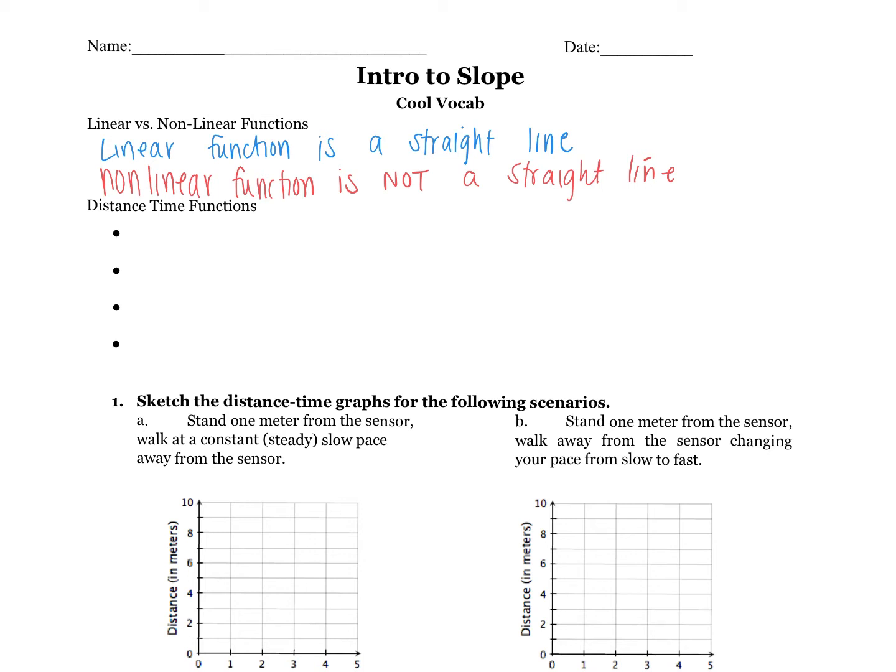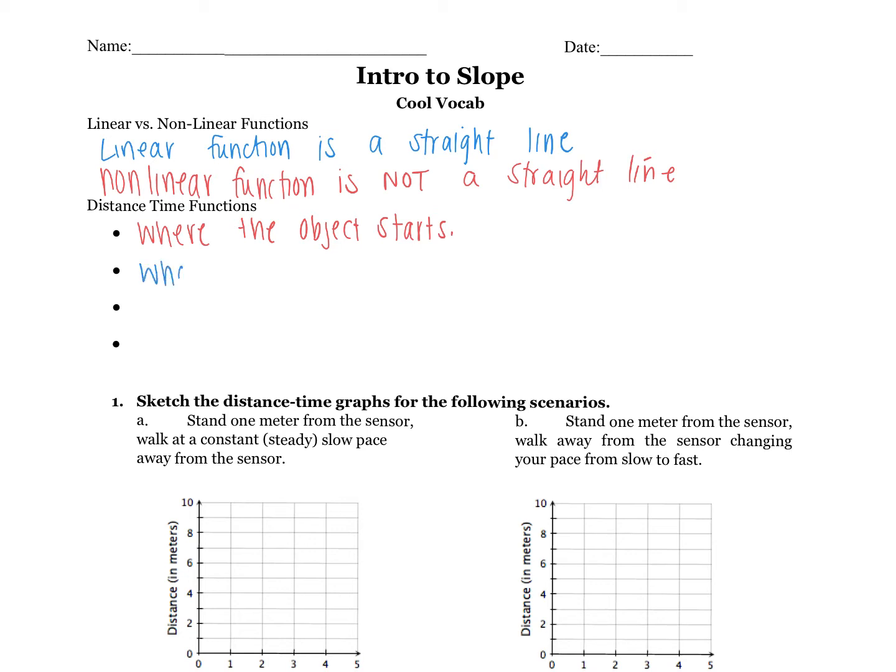So the first question is, where does the object start? That's the first thing we're going to ask ourselves. Does it start closer to the sensor? Does it start farther away from the sensor? Does it start 1 meter from the sensor? Whatever that may be. And in most cases, we will tell you what that is.